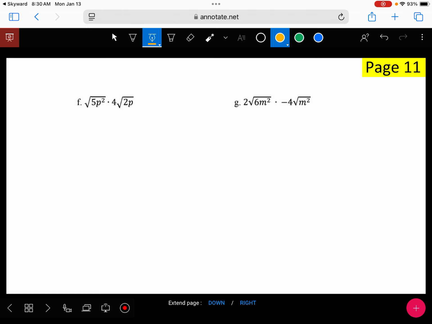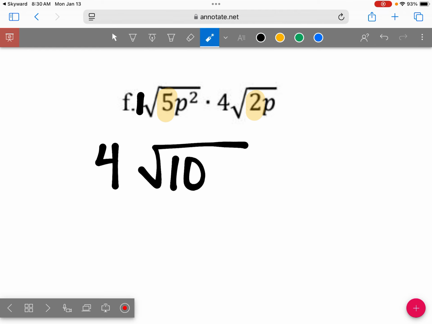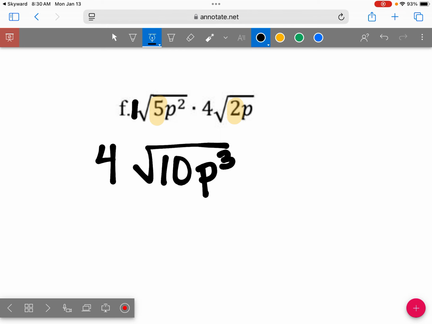So let's look at question F. So in front of this is an invisible 1. So we're taking that 1 times 4, which is 4. And then we're multiplying 5 times 2. So now we're building what's underneath the radical. So 5 times 2 is 10. I have 2 pizzas and 1 pizza. 2 plus 1 gives us 3. So let's go ahead, take that 10, build your cake.